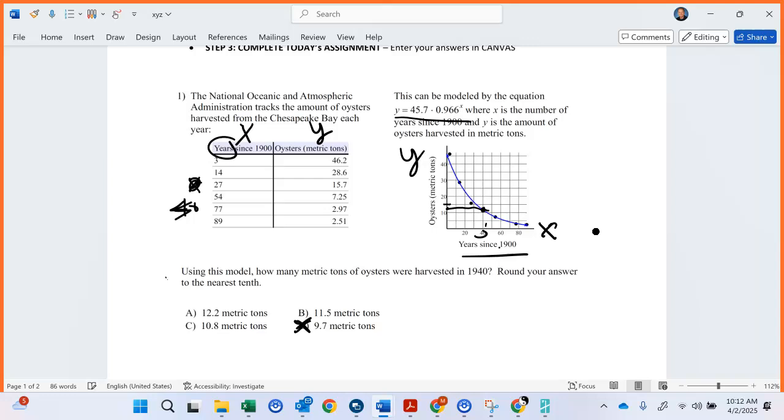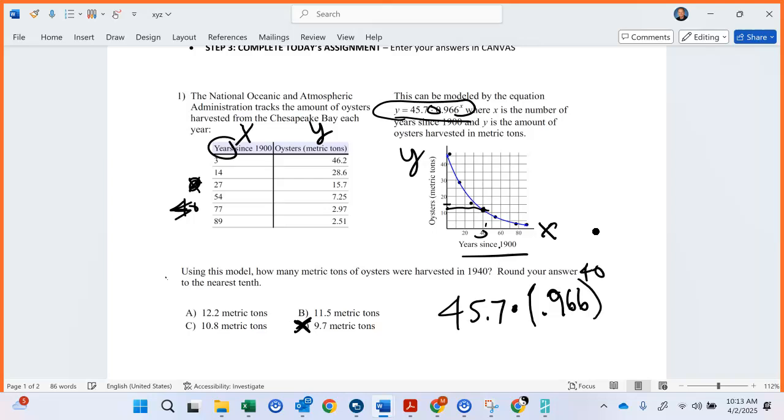But now we're going to have to use the equation, which is right here. We're going to take this equation, 45.7, and that little tiny dot in between is multiplication. So it's 45.7 times 0.966 to the power of x. What is x? It's the 40.